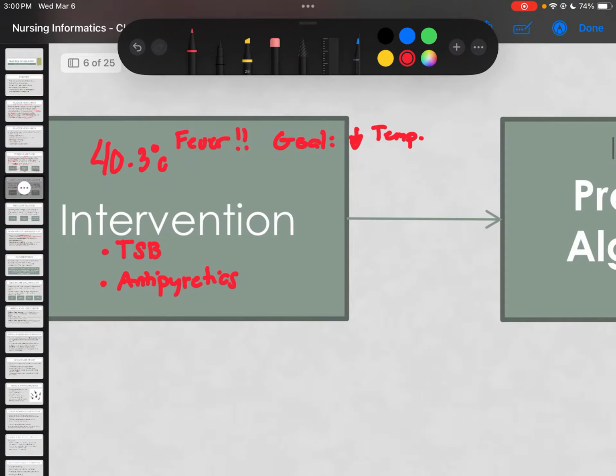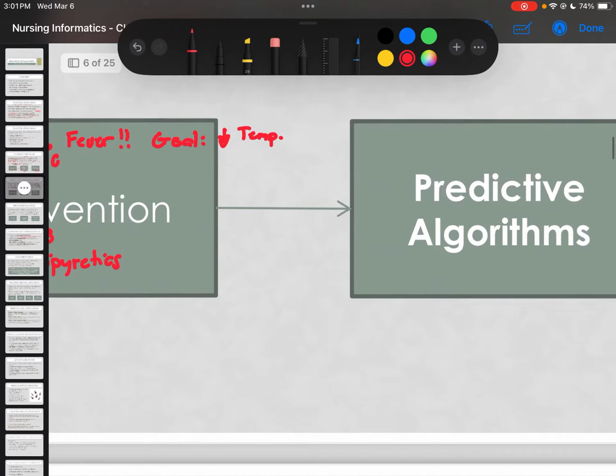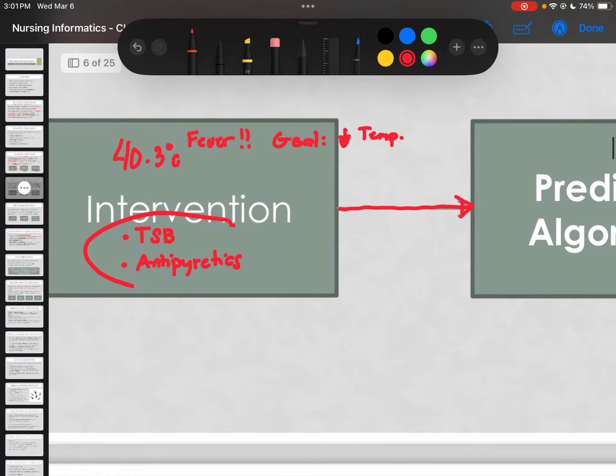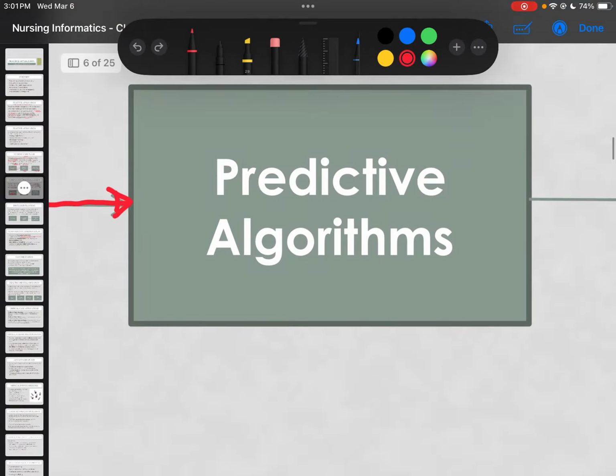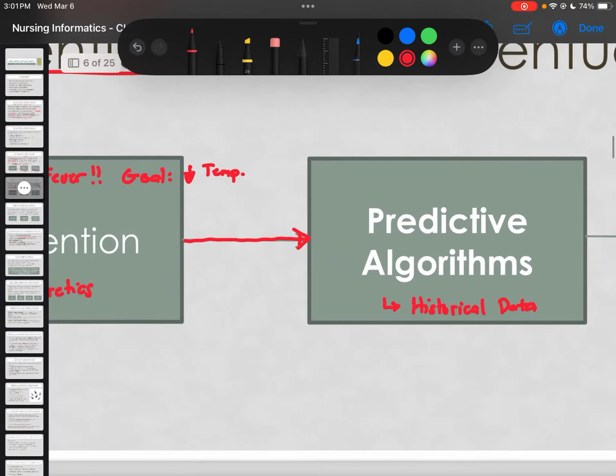Okay, antipyretics. Now class, we will input that data. We will input kini silang duha ka data into our predictive algorithm. Okay? Our algorithm will use two factors. Number one, it will use historical data. What we mean by historical data is this.